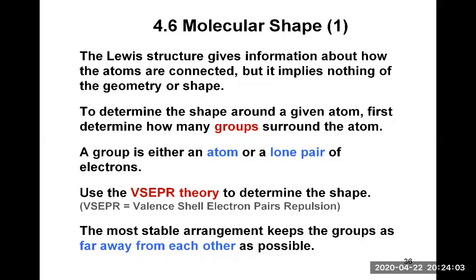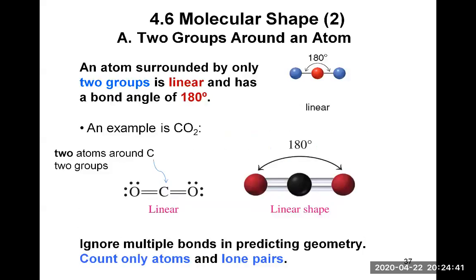And so remember that electrons are negatively charged, and as electrons are negatively charged, they will repel each other because like charges repel each other. So the most stable arrangement for them is to keep the groups of electrons as far away from each other as possible. And so this will give a certain shape to the molecules. We will go over the different shapes that we observe.